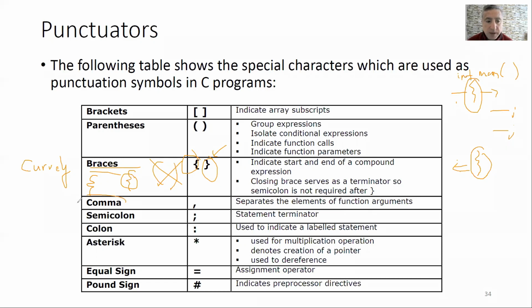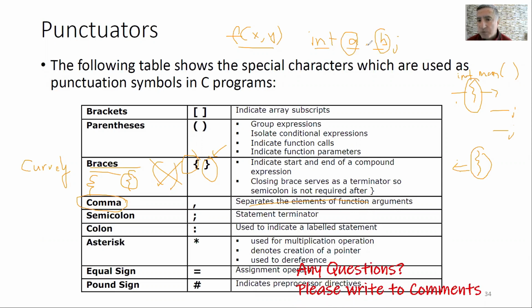Okay. Comma. We can use the comma to separate the elements in the function arguments. For example, in mathematics, we write f(x, y). It's the same idea in C. Also in C, remember that in the previous week, we wrote int a, b. So now I declare two variables of data type integer, a and b. Between them, I use a comma. So the comma separates the elements, either in parameters or in variable declarations.